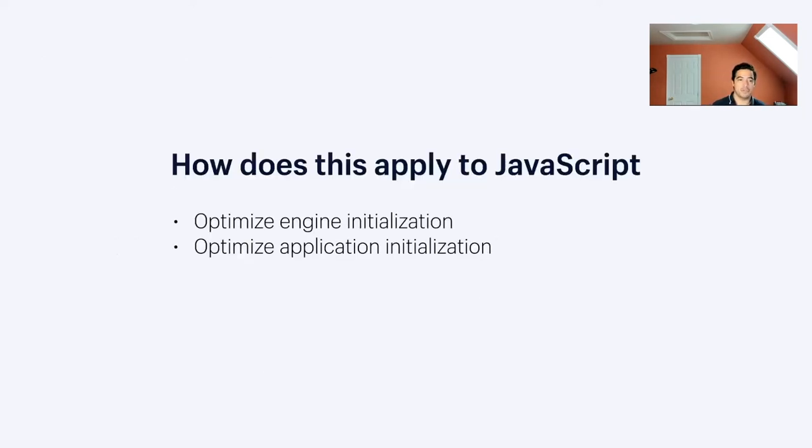Now, you might ask yourself, how does this apply to JavaScript? Well, JavaScript engines normally take some time to do two main things before executing your code. That's the engine initialization and then the application initialization. So the engine initialization is mostly starting up the engine and everything that is going to be used to execute your code. And then application initialization is dealing with your code, basically.